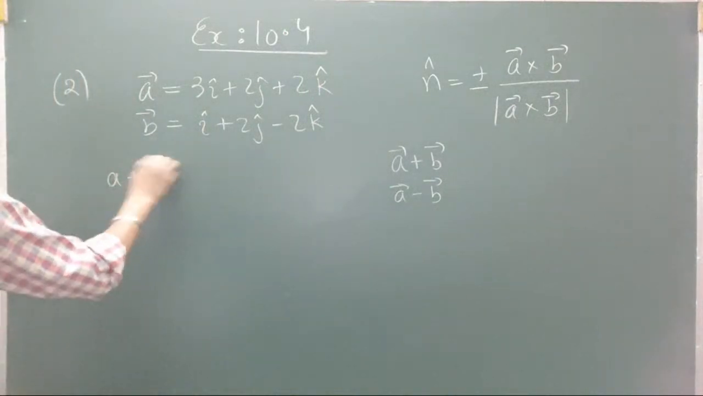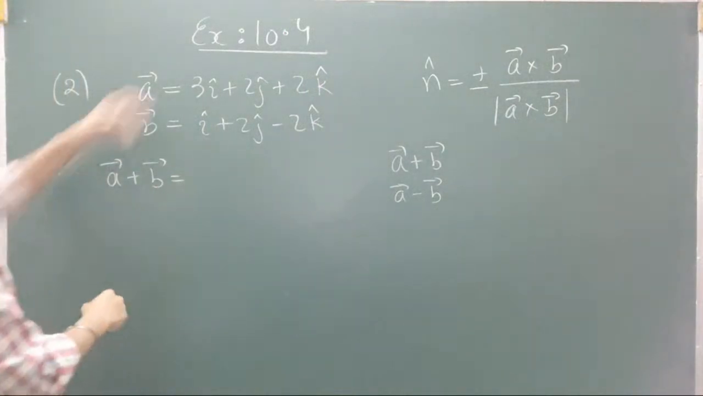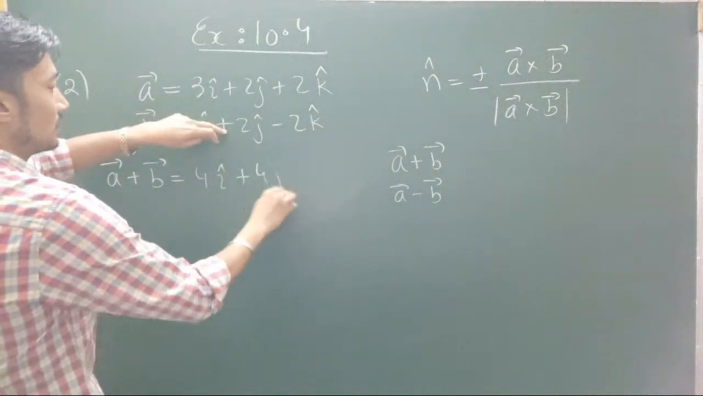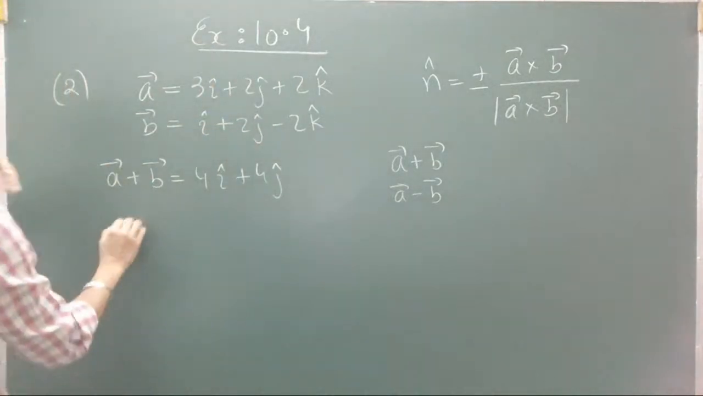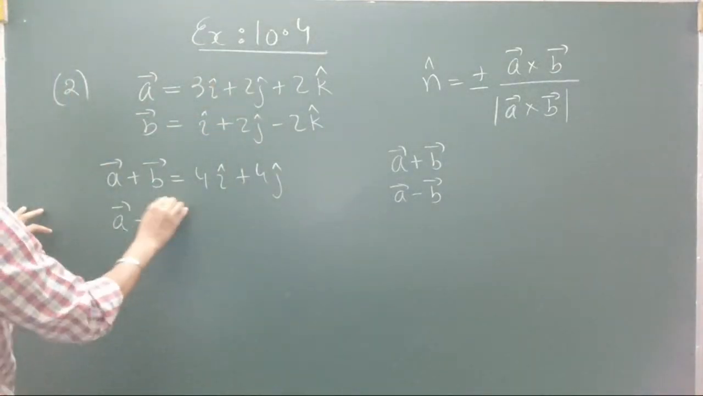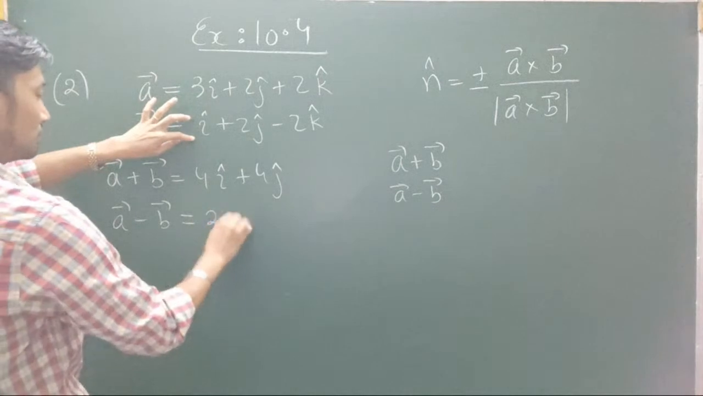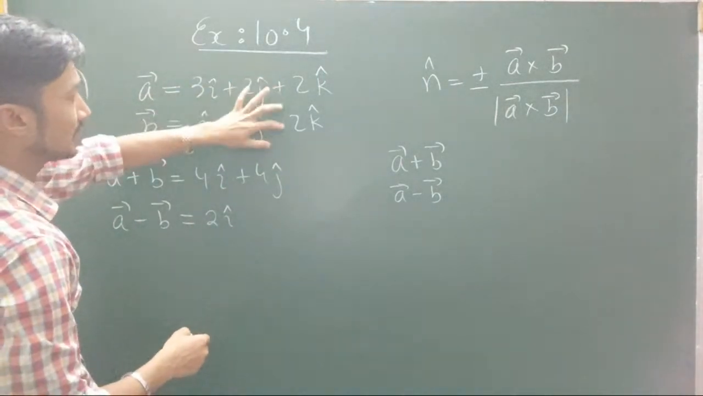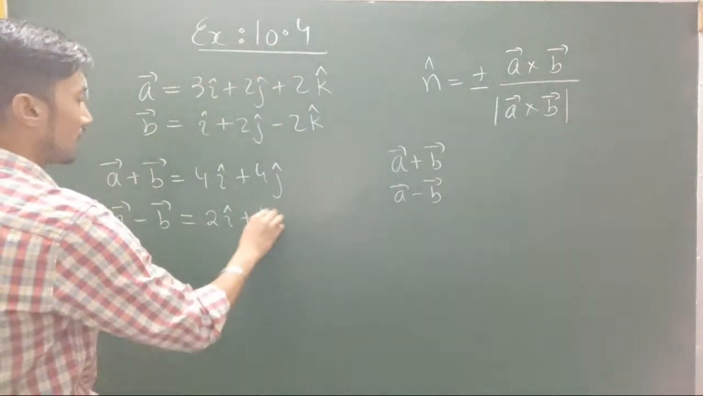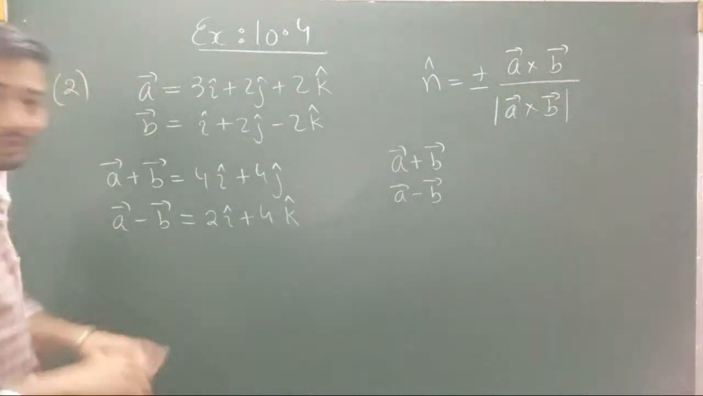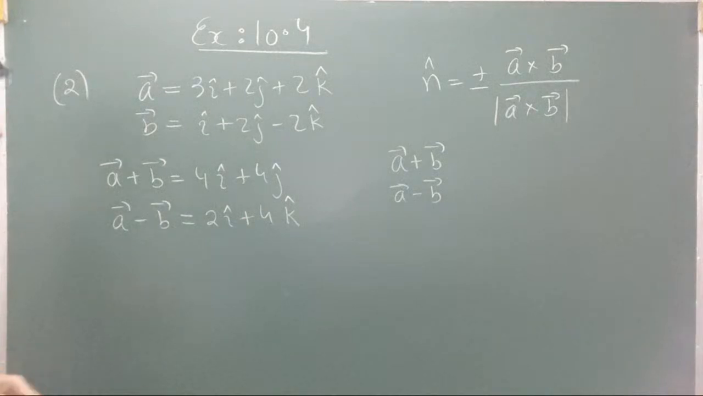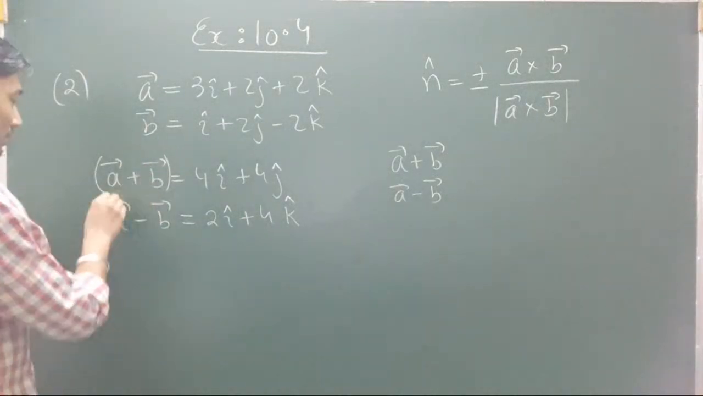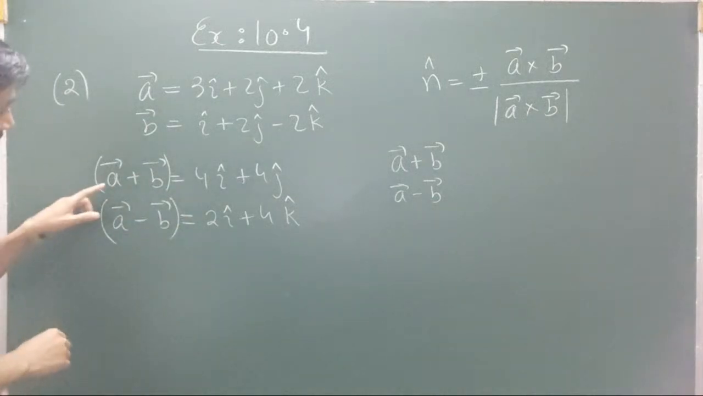So let's first find A plus B and A minus B. After that, I'll tell you how to do it. I'm just going to add directly. So 3 plus 1, 4. 2 plus 2, 4. 2 minus 2, 0. A minus B: 3 minus 1, 2. 2 minus 2, 0. 2 minus minus 2, that's going to be 4. I guess you can catch up, isn't it? Simple addition, subtraction only. So now we are supposed to find a unit vector that is perpendicular to each one of this and this.